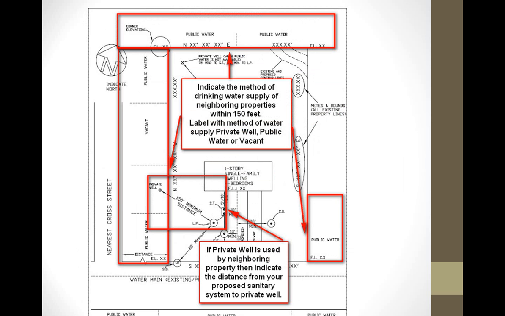Next, indicate the method of drinking water supply of neighboring properties within 150 feet of the subject lot. If any neighbor within 150 feet uses a well, show the exact location of that well and the separation distance to any sanitary structures on the subject lot. State if surrounding lots within 150 feet use public water or are vacant.